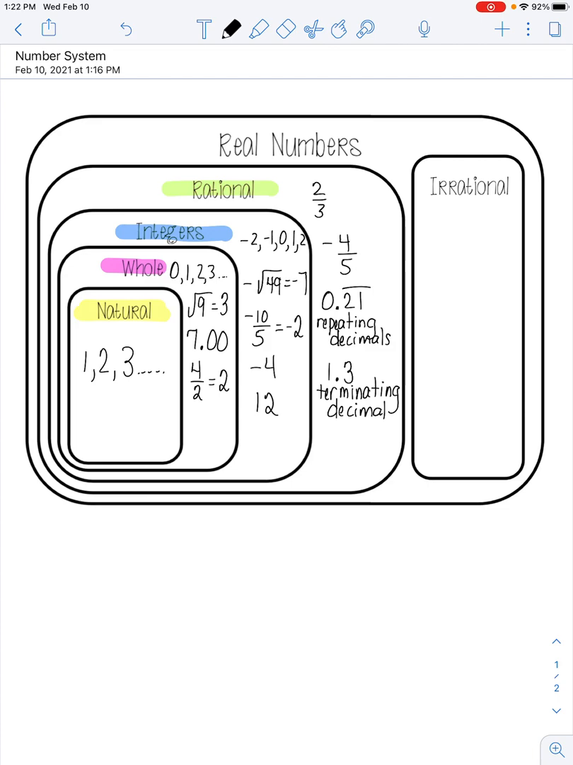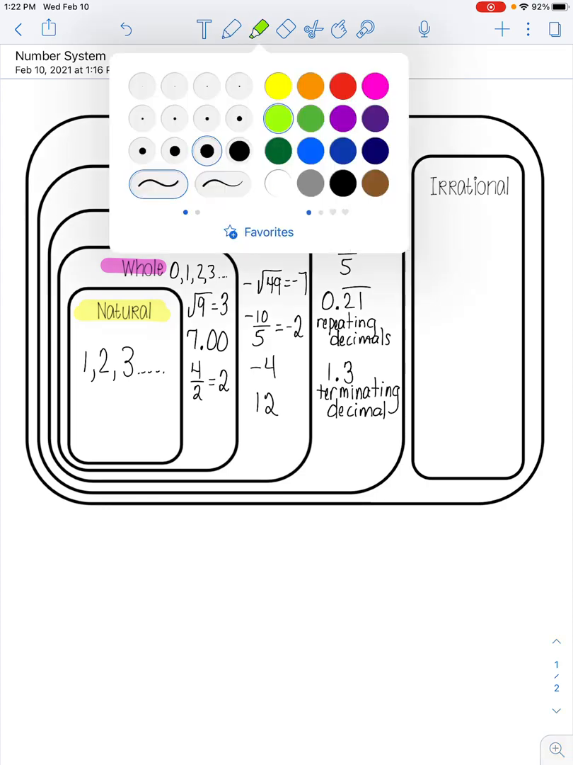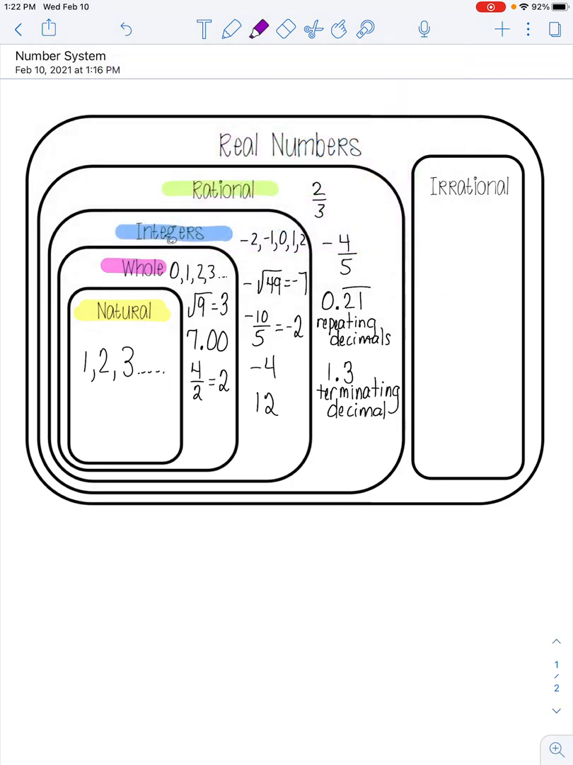Now let's talk about this one over here. Irrational. So we've got all these are rational. Let's look at the crazy ones that are irrational. Let me get a different color for this. What's something we've not used? I've not used purple yet.